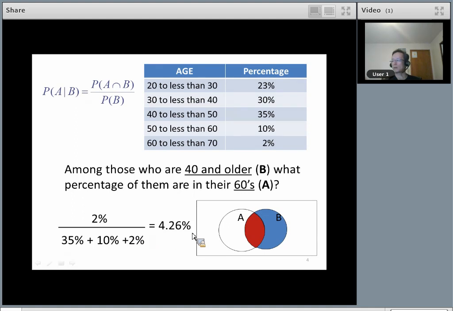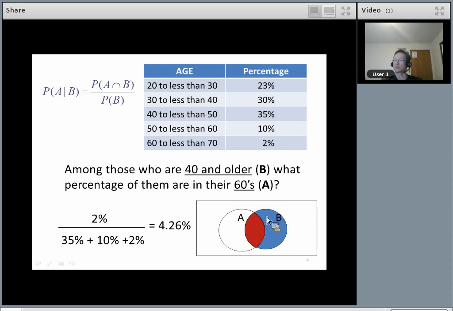So hopefully that makes sense to you, the idea of conditional probability. Originally, we have the whole population, but now we set a condition. We're only interested in those who are age over 40. So that's the condition event. Among those, how likely is the person to be in their 60s? That's this 2% out of these 47%.